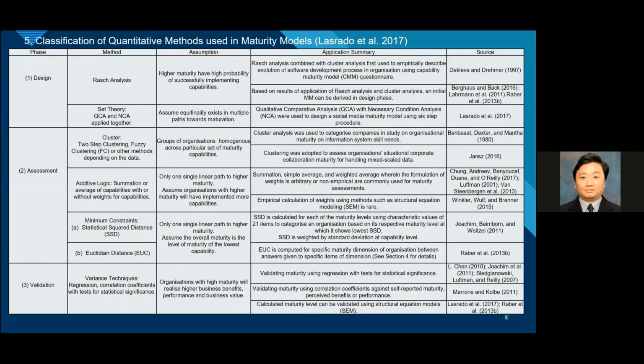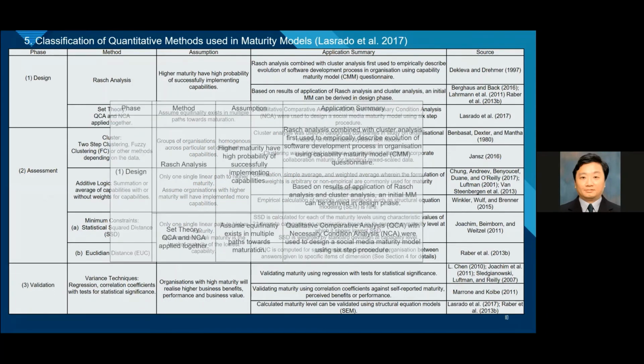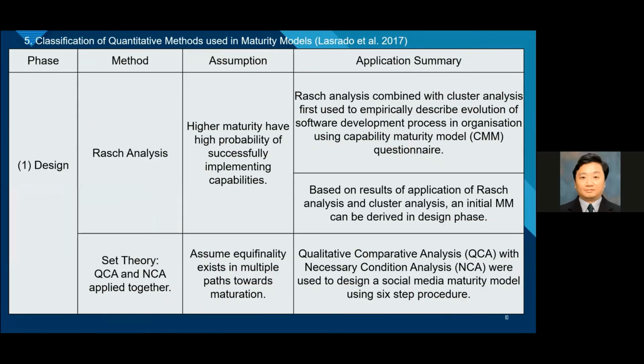This is the classification of quantitative methods used in maturity models adapted from Lasrado et al. 2017. The 2 design methods are Rasch analysis and set theory using qualitative comparative analysis and necessary condition analysis. Rasch analysis assumes higher maturity has a high probability of success for implementing capabilities, whereas set theory assumes equifinality exists in multiple paths towards maturation.